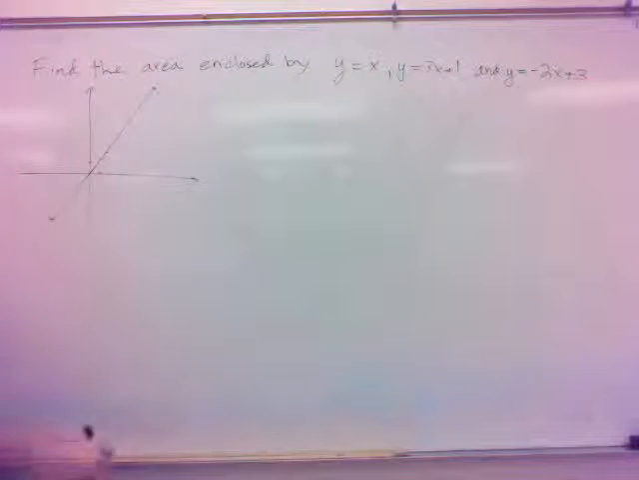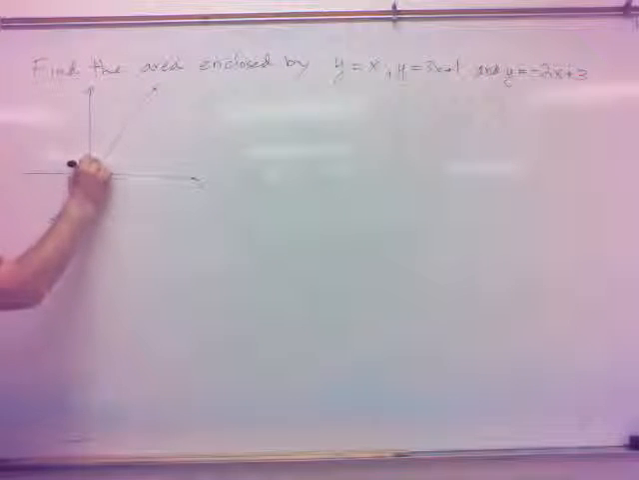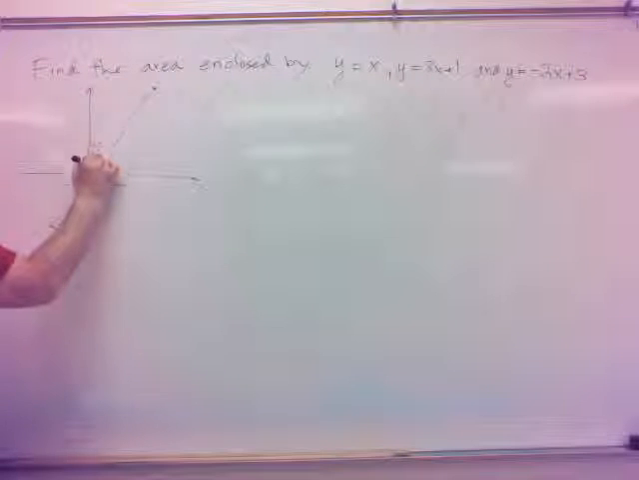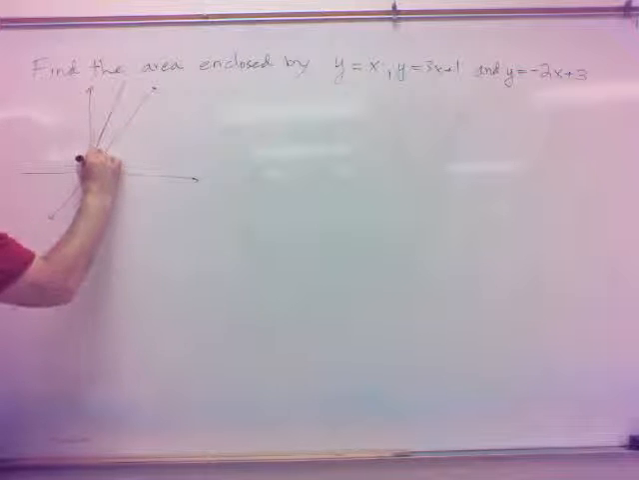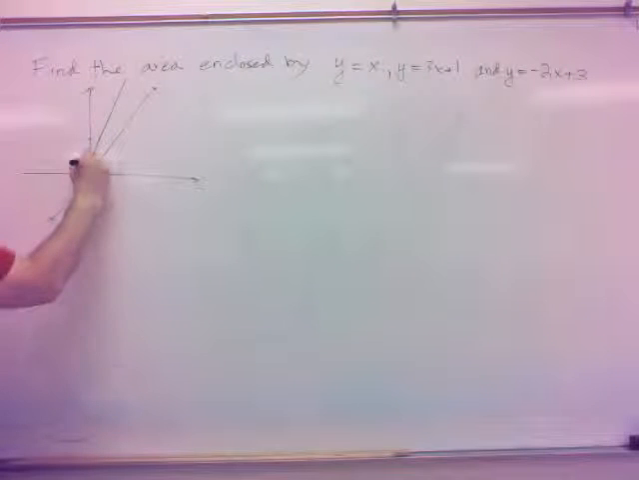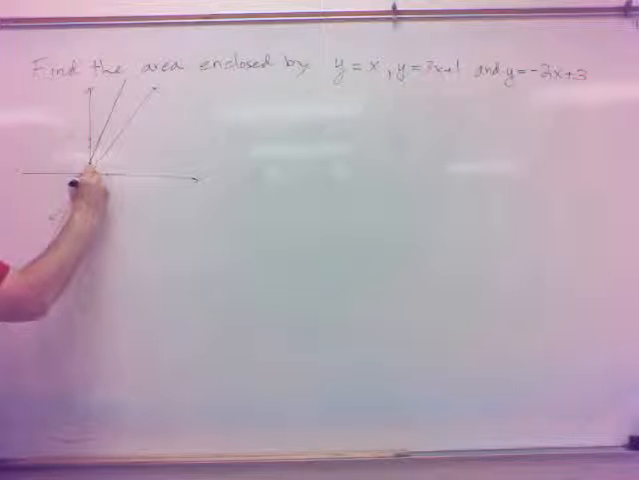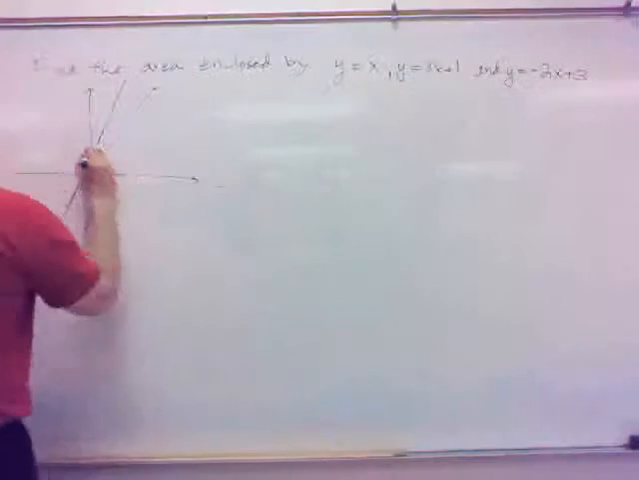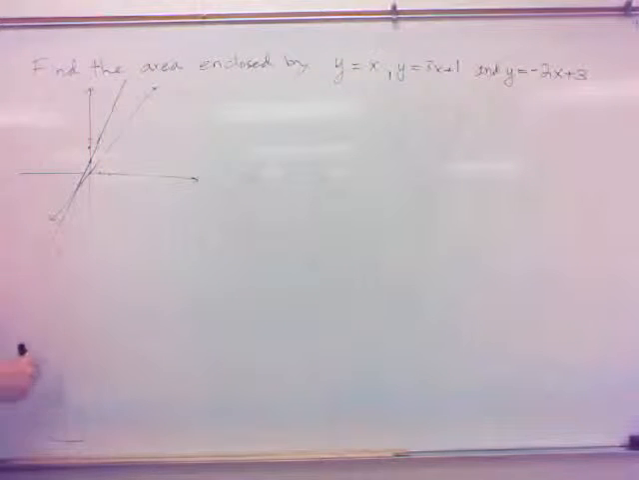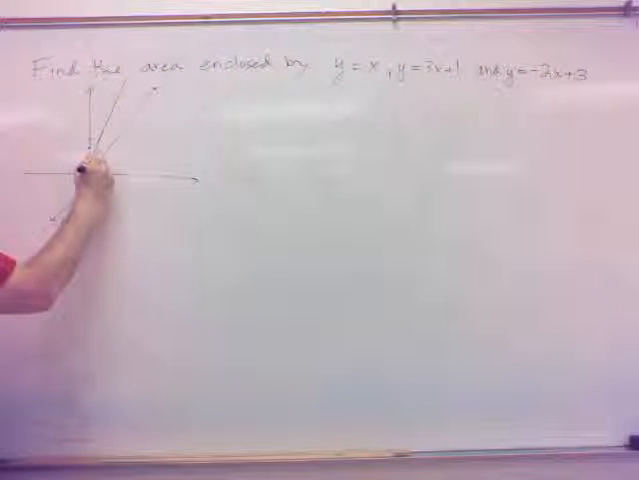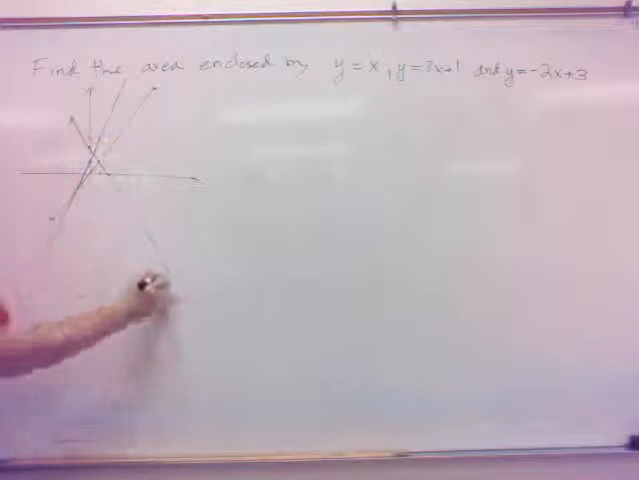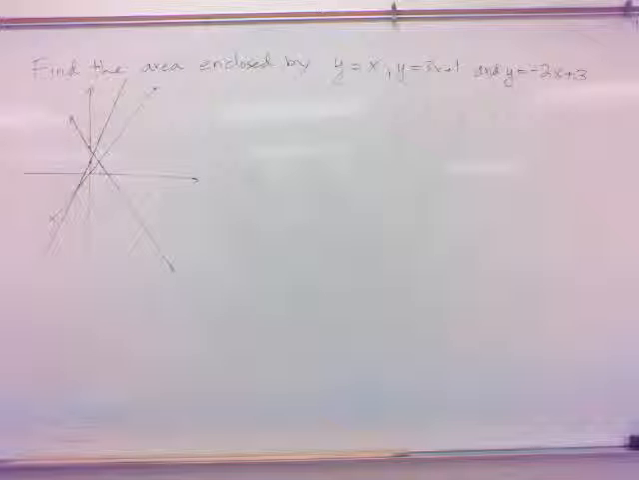Okay, 3x plus 1 looks like this. We got 1, and then rise over run. 1, 2, 3, rise, run 1. Try that again. And then we have minus 2x plus 3. So the y-intercept here is 3, and it's down 2, run 1. So we've got ourselves a little triangle there, don't we? Right in here.